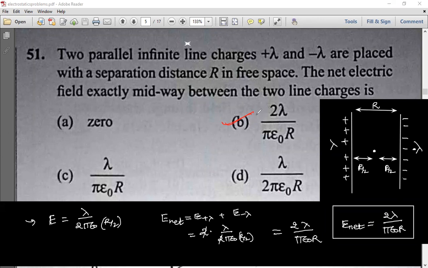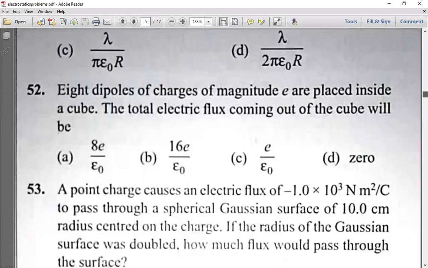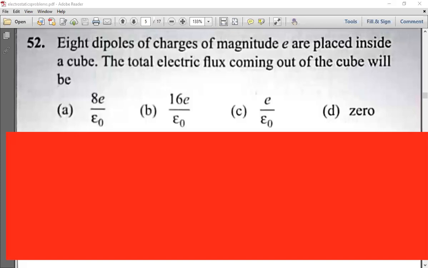Yes, sir. Shall I go to the next problem? Yes. Okay, right. So let's go to question number 52. This question is about dipoles.